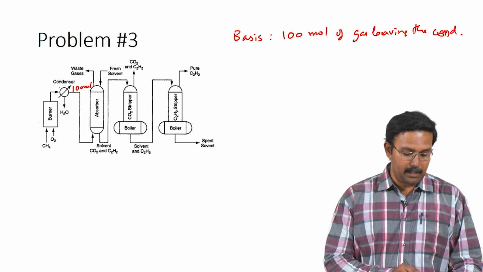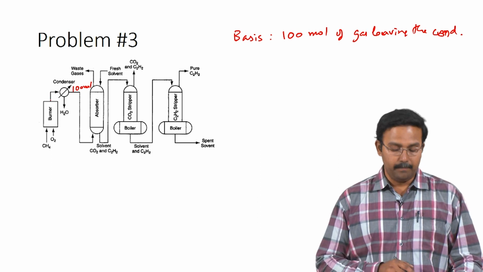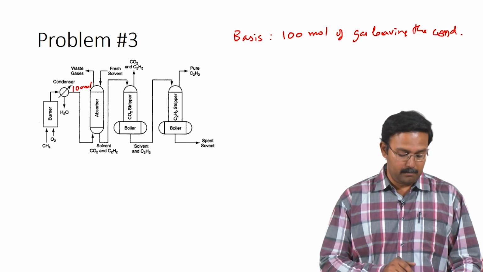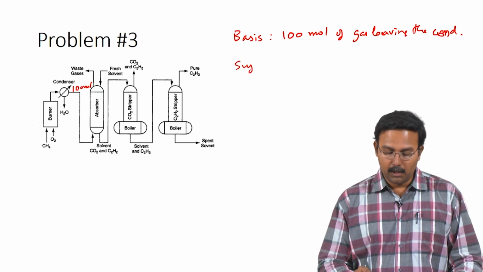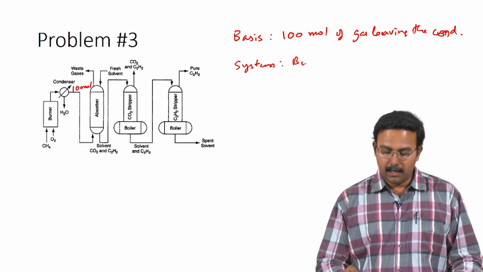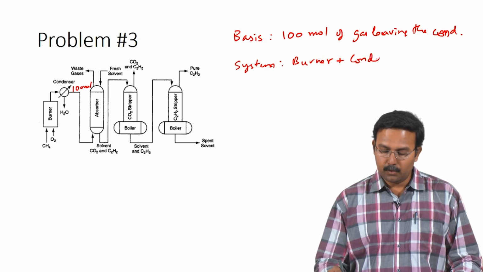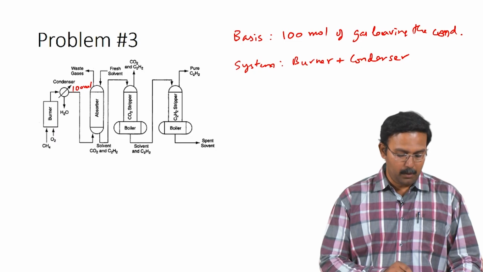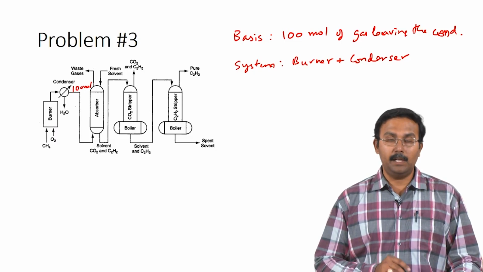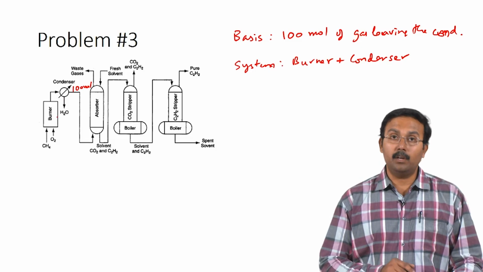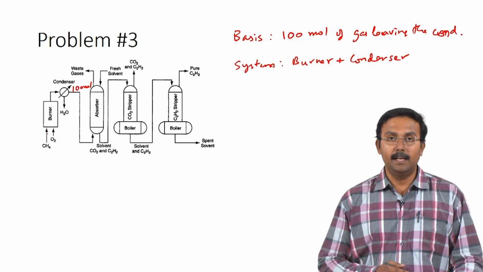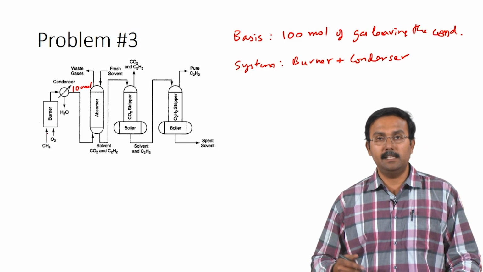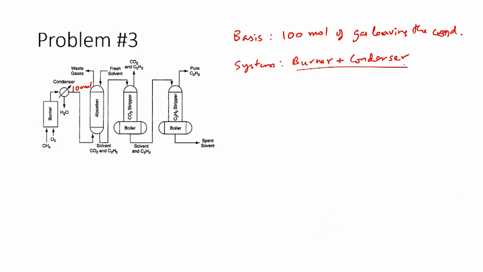However, we do not have the information about the exit stream which is leaving the burner. The information we have is for the gas stream which is leaving the condenser. So, the first system which we can choose would be the burner plus condenser. For this system we have information about the exit stream, we know the number of moles, we have the composition, we do not know the number of moles of water, but we know that it is only water. So, we just have to calculate methane and oxygen which is being fed, and using simple material balances this can easily be done. For the system chosen, which is the burner plus condenser, let us start writing the component balances.